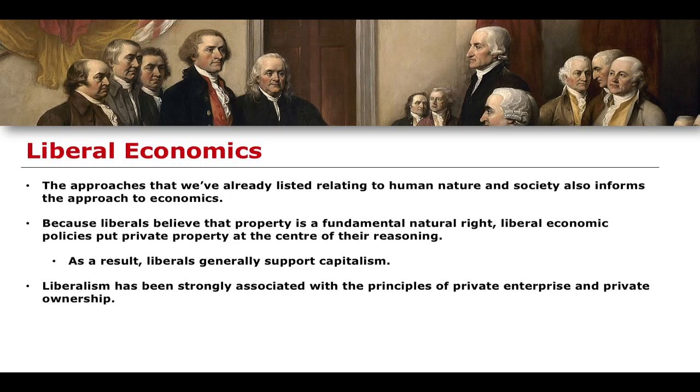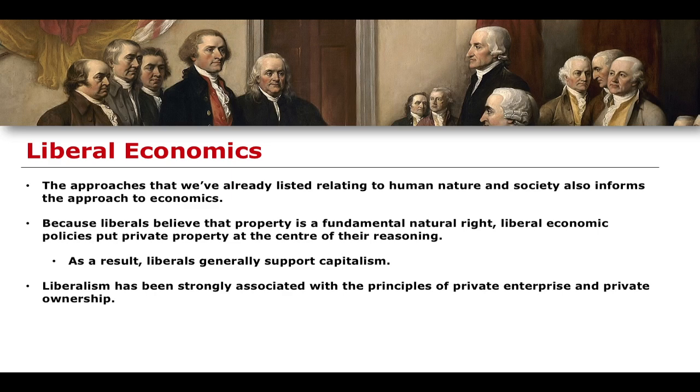So, as a result of this, you would generally come to the conclusion that liberals support a form of capitalism. Liberals are strongly associated with principles of private enterprise and private ownership of the means of production, which is the distinction that we make in political philosophy between capitalists and communists or socialists: the collective ownership of the means of production versus the private ownership of the means of production in an owner class. Now, of course, there's a lot more theory and a lot more ideas that tie into and are baked into that basic principle.